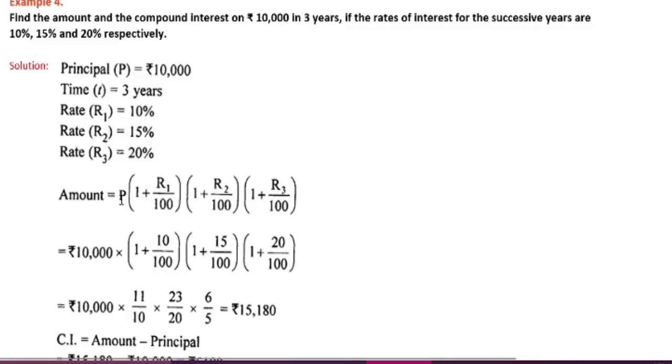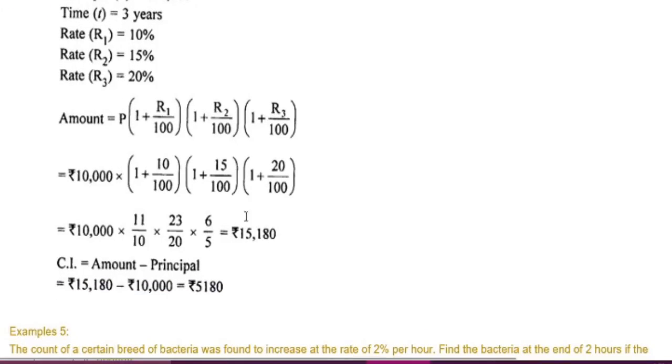So we have to write the formula here. Amount equal to P into 1 plus R1 by 100 into 1 plus R2 by 100 into 1 plus R3 by 100. Then substitute R1 is 10, R2 is 15, R3 is 20. And simplify it, you will get 15,180. This is the amount for 3 years. Then compound interest equal to amount minus principal. That is 15,180 minus 10,000 equal to 5,180.